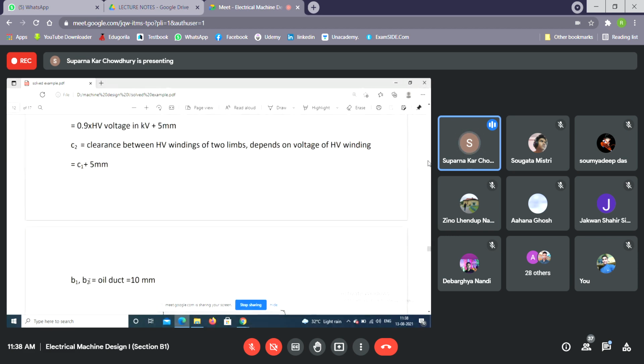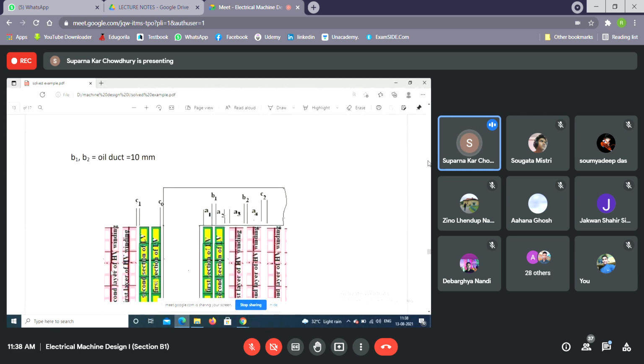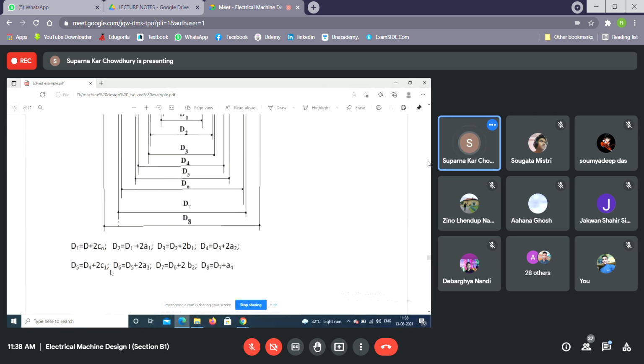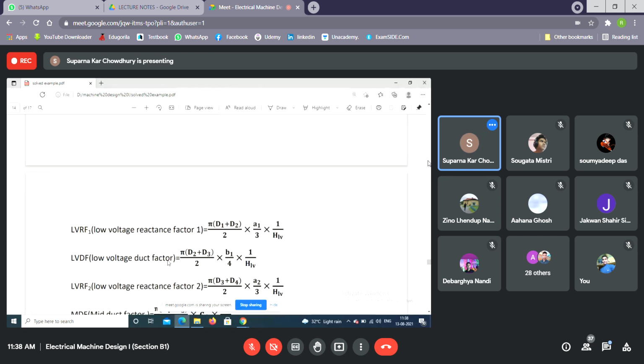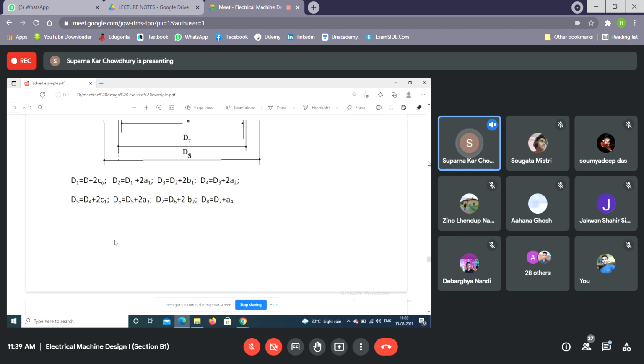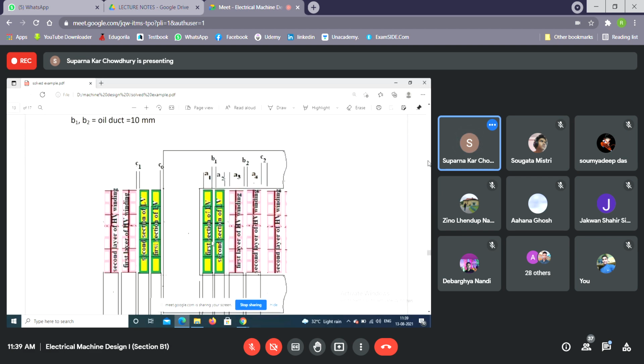Now B1 and B2 are oil ducts, which are standard 10 millimeters. So adding, we will have all these diameters. Next, we will calculate reactance factors. We will calculate them for the first section of LV, then for the duct, then the second section of LV, then for the mid duct, then the first section of HV, then for the duct, and then for the second section of HV.